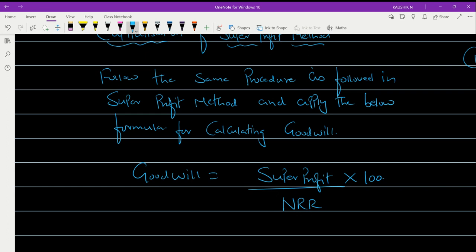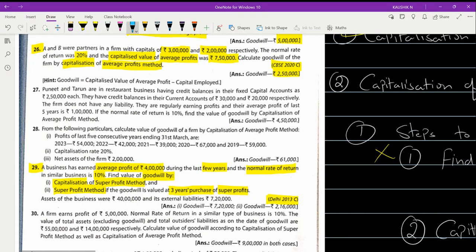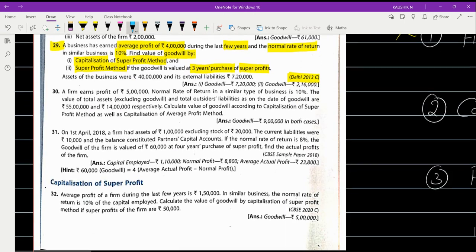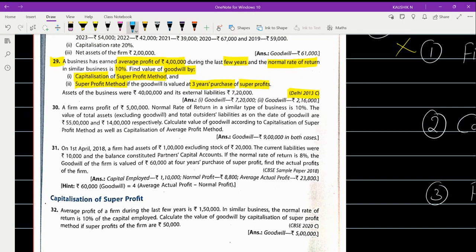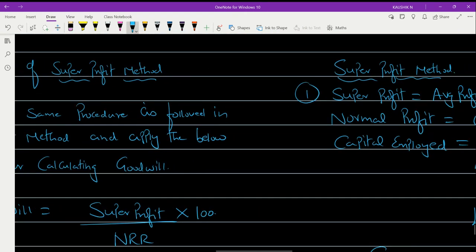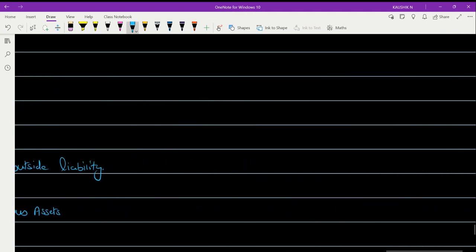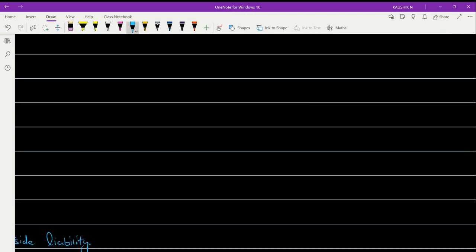Yes, sir. Okay. Now let us step into this question. So we'll complete this question first. You have been given average profit is rupees 4 lakhs. So let me take the inputs, whatever is available in the question. According to this particular question, I have been given these informations, as follows.